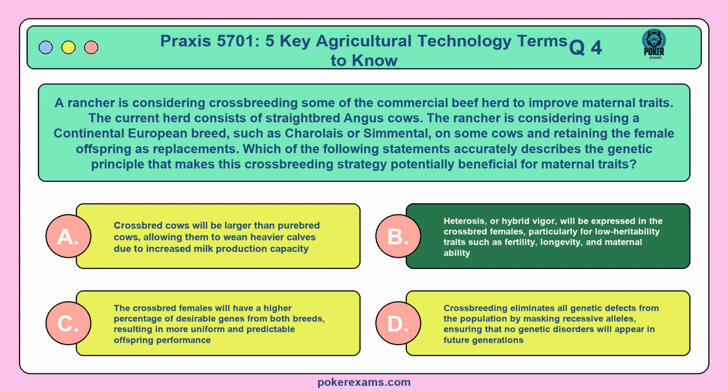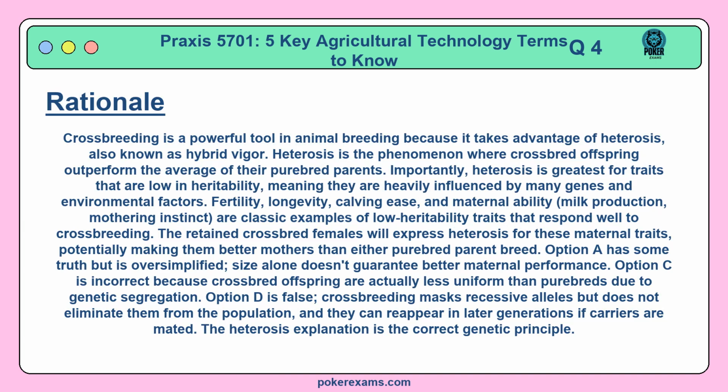The correct answer is B. Crossbreeding is a powerful tool in animal breeding because it takes advantage of heterosis, also known as hybrid vigor. Heterosis is the phenomenon where crossbred offspring outperform the average of their purebred parents. Importantly, heterosis is greatest for traits that are low in heritability, meaning they are heavily influenced by many genes and environmental factors. Fertility, longevity, calving ease, and maternal ability, milk production, mothering instinct, are classic examples of low heritability traits that respond well to crossbreeding.